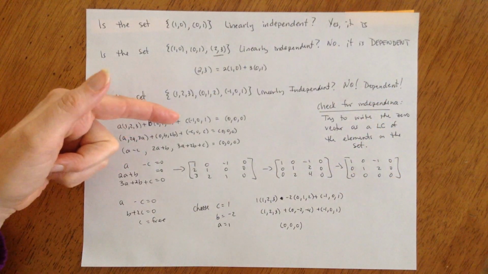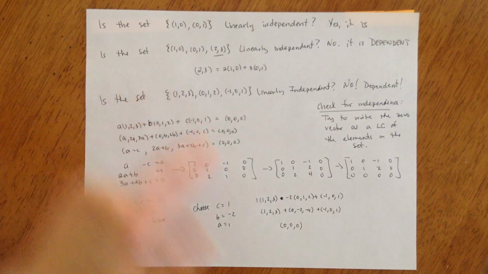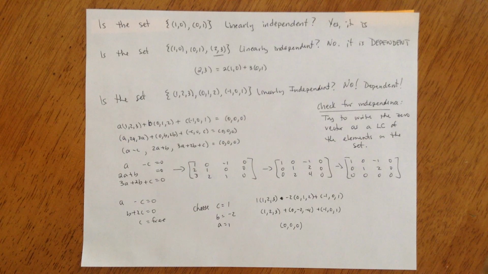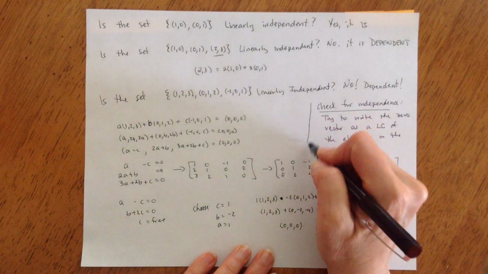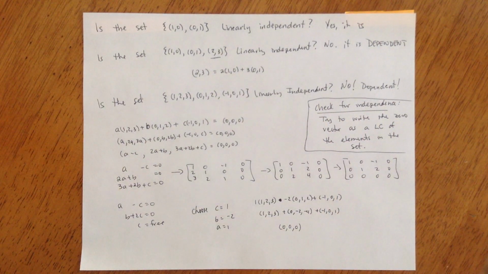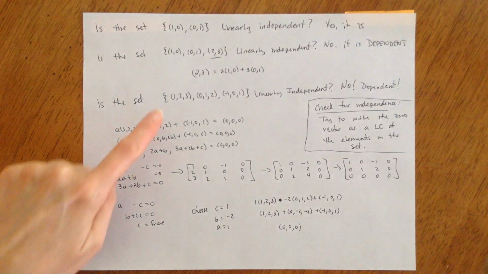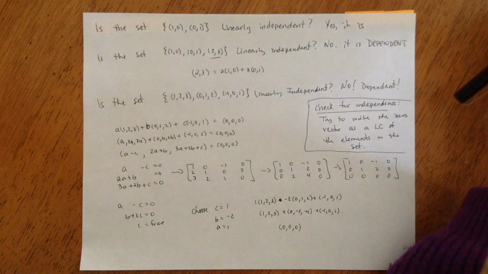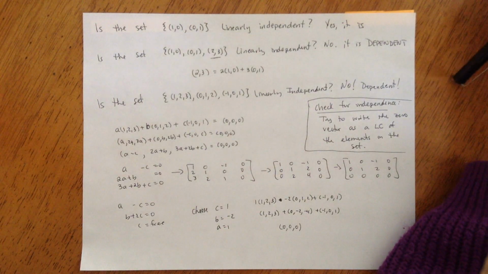And you can see that if I bring this over, I could write this minus this equals the negative of that. So if you can write the 0 vector as a linear combination of those three things, then you can write any one of those three things as a linear combination of the other two. So that is linear independence. You set it up, check to see whether you can write the 0 vector in a non-trivial way as a linear combination of the elements of the set. If you can, then the set is dependent. If you can't, then the set is independent.